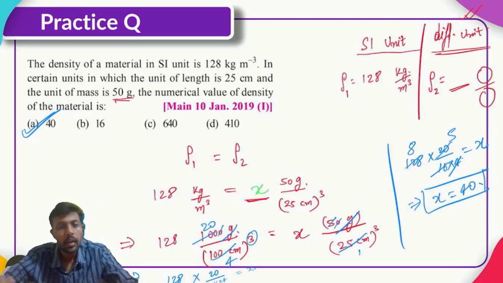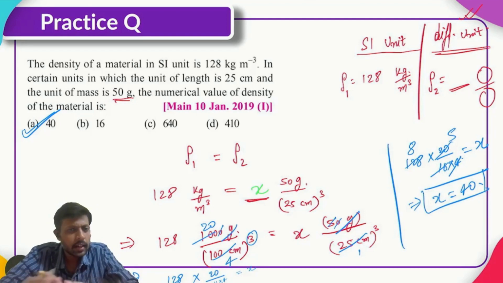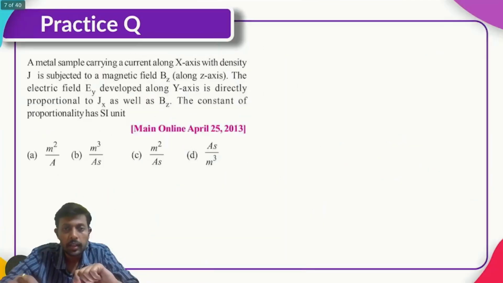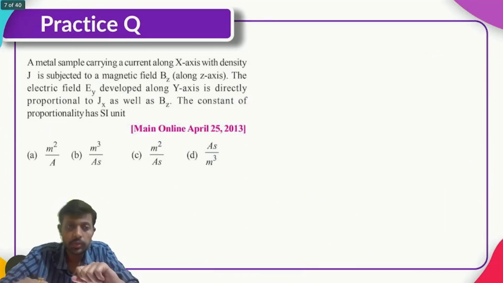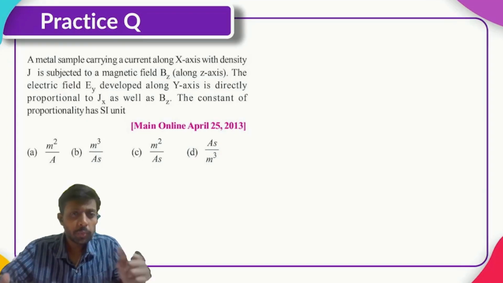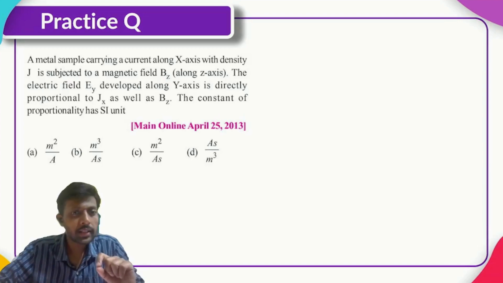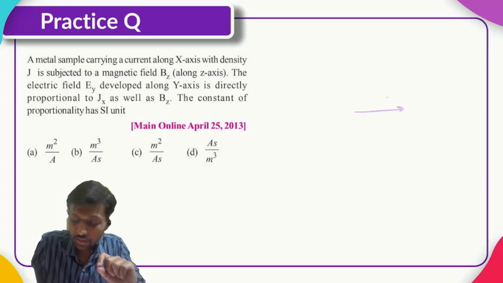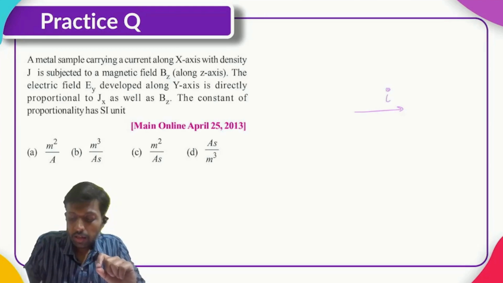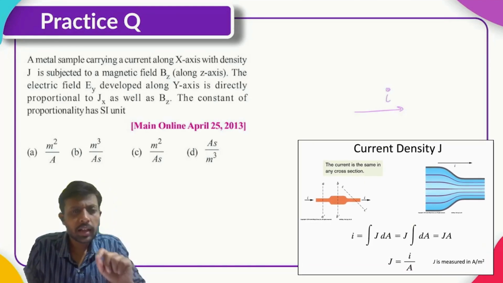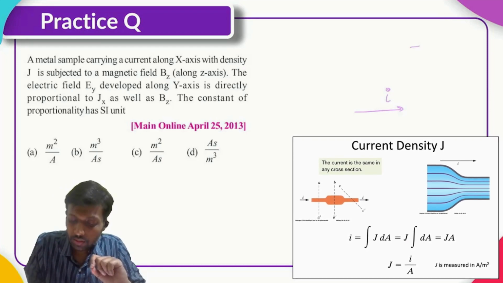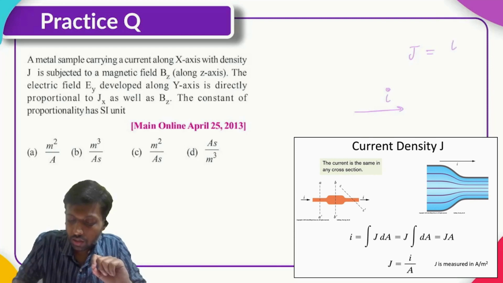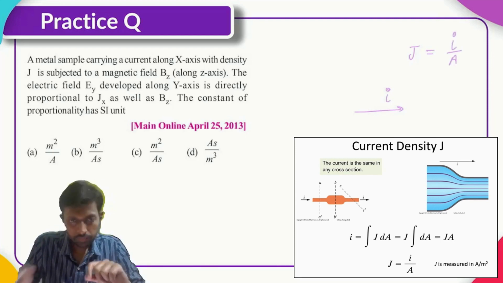All right. Let's see a different kind of question which has also appeared in JEE Mains. This has appeared in the year 2013. So, a metal sample carrying a current along the x-axis with density J. The current is moving in this direction. And instead of current, current density has been given to us. Well, current density is equal to current per unit area of cross section.